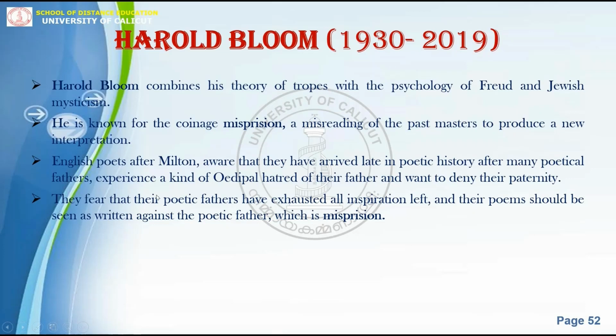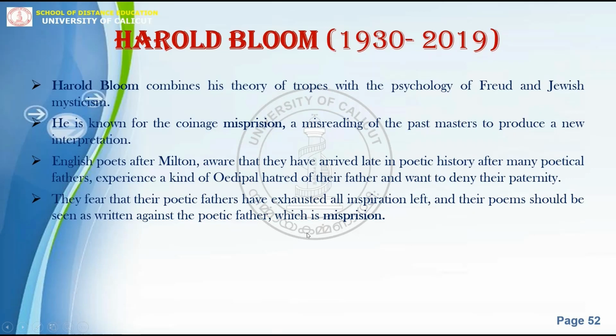by Harold Bloom. English poets after Milton are aware that they have arrived late in poetic history after many poetical fathers. They experience a kind of Oedipal hatred of their father and want to deny their paternity. They fear that their poetic fathers have exhausted all inspiration left, and their poems should be seen as written against the poetic father, which is misprision.